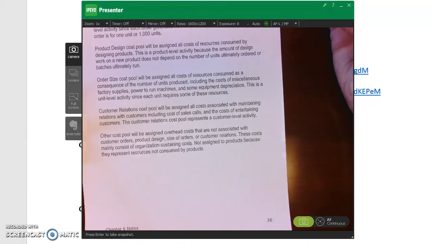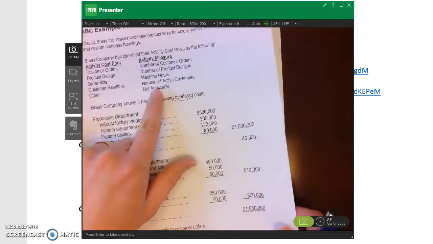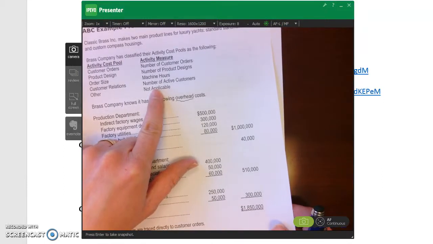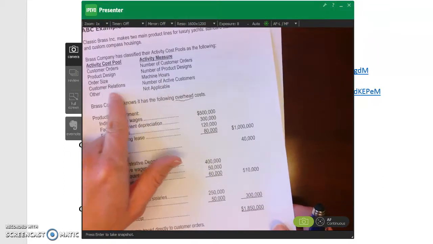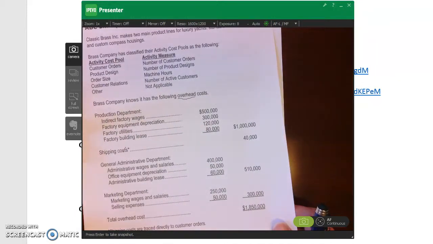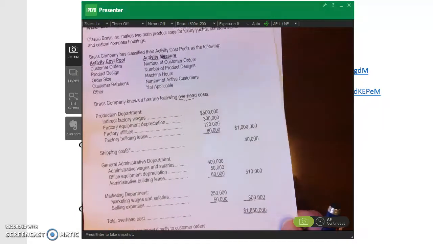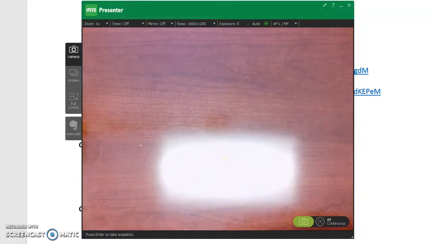You could say the IT support. Okay, so somebody who has to maintain the email server, for example. That would be an organization sustaining. And what we're saying over here is we're not going to push those down to the product level because there's no cause and effect. Okay, so we're just not going to allocate those out.